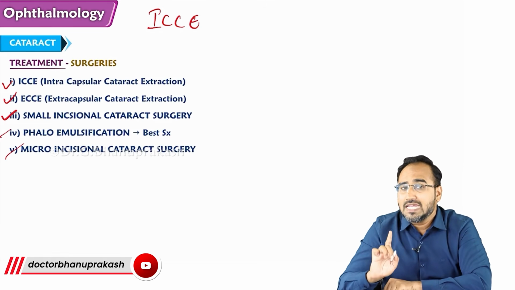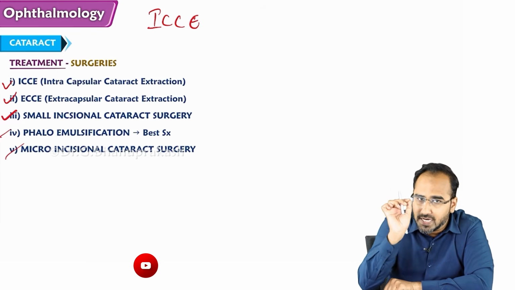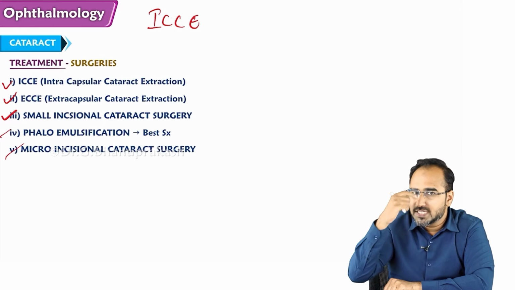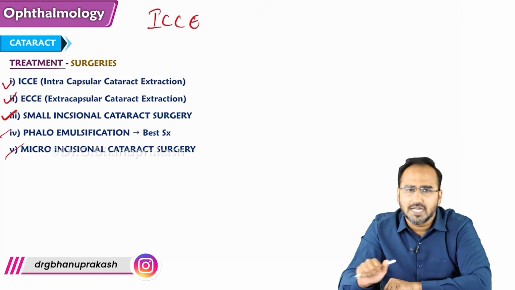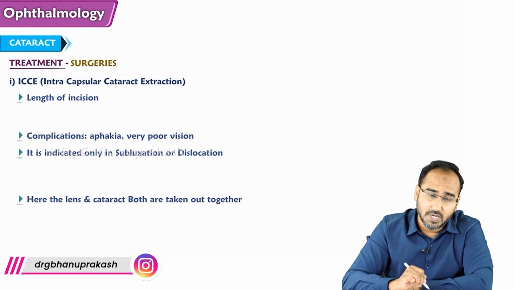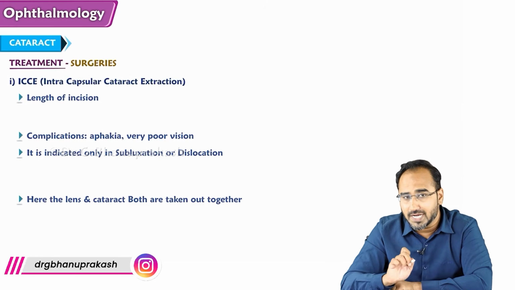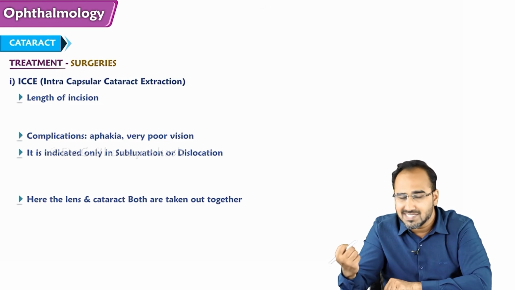It's only done if there is any subluxation or dislocation of the lens. If the lens is being dislocated from the side, you give an incision and you place it in a normal position by ICCE. ICCE is not done for cataract nowadays, okay? Why? Because here the length of incision, what you are giving? 10 mm. Second reason, in ICCE, you will remove what? Capsule as well as lens.